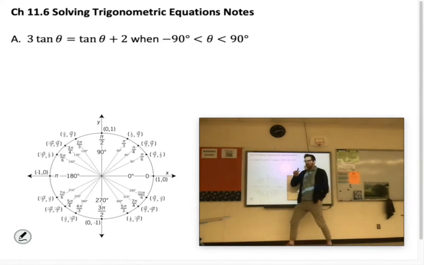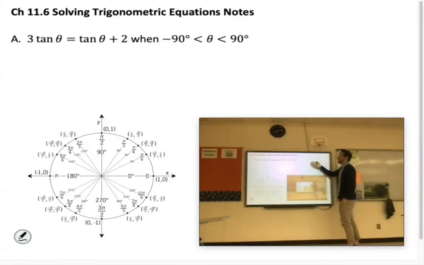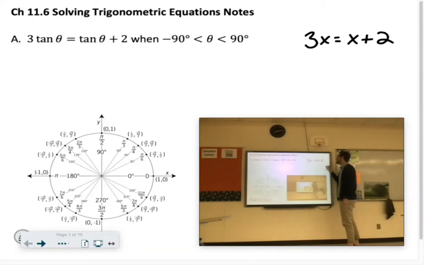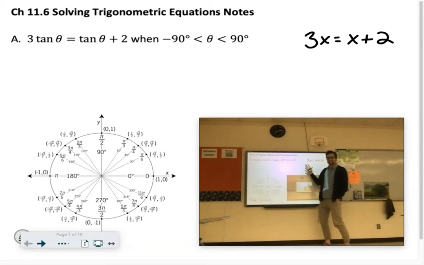We were like, where on the unit circle is the tangent equal to 1? And you would have to find all the locations on the unit circle where that happened. Now we're just throwing an equation on it. But this equation is essentially the same as if we replaced the tangent of theta with an x. So we made it 3x equals x plus 2. This would be an incredibly easy equation for you to solve.